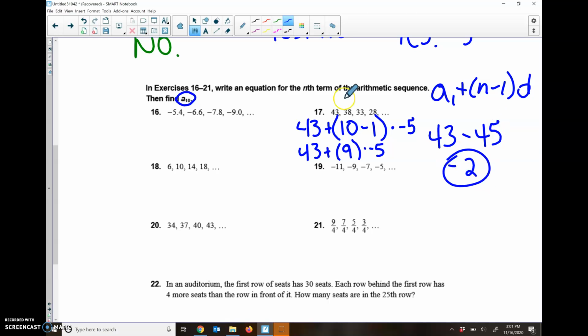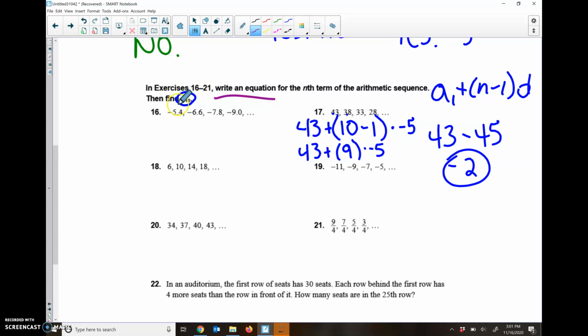So if I end up doing 43 minus 5, I get 38. Minus 5 again, I get 33. Minus 5 again, I get 28. And if I keep doing that until I get to the 10th term, I'm going to end up with negative 2. Okay, so that's how I would solve it. But here, it just wants us to write the equation. So we actually did too much work here, but I wanted to show you how to do it.